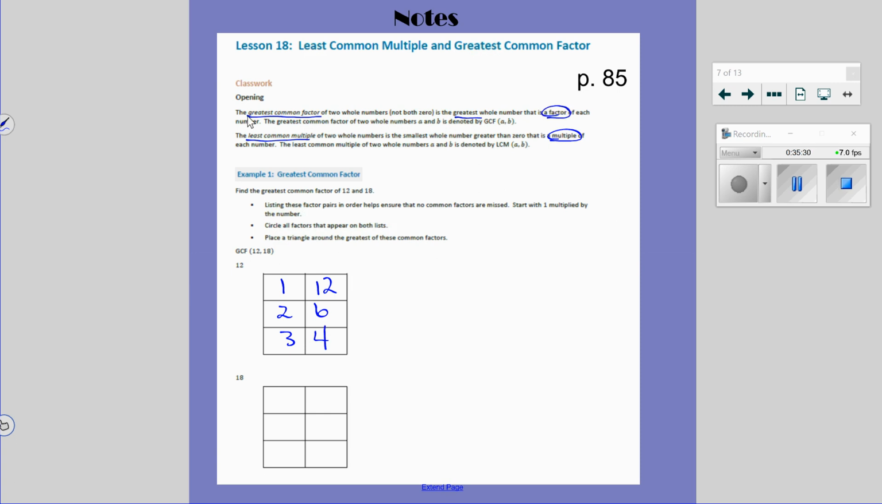Now let's look at 18. Boys, you're supposed to be watching and writing, not whatever it is you're doing.